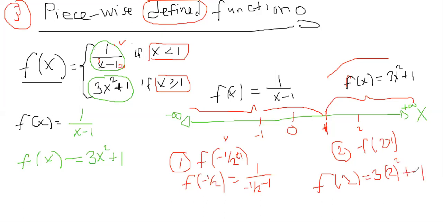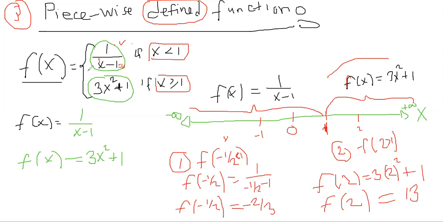So at the end of the day, f of minus 1/2 equals, if you evaluate this, then you will have minus 2/3. If you evaluate this f of 2, then 2 raised to the power of 2 is 4. 4 times 3 is 12. 12 plus 1, then you have 13. So normally this piecewise defined function just helps you to avoid a function becoming undefined.